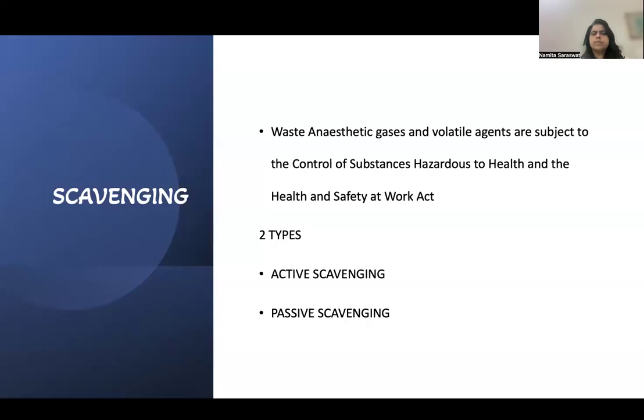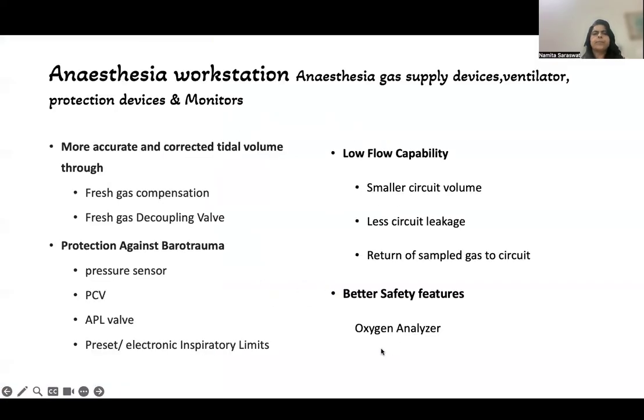Now, the scavenging system. The scavenging system is an important feature of the anesthesia machine, especially the modern anesthesia machine. Waste anesthetic gases and volatile agents are subject to the Control of Substances Hazardous to Health and the Health and Safety at Work Act. That is why a scavenging system is important in anesthesia machines. There are two types of scavenging system, active as well as passive.